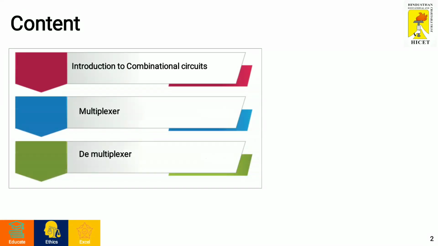Today we are going to learn about the combinational circuit features, characteristics, functions and the different types of combinational circuit. Among them, we are going to learn the multiplexer thoroughly, followed by the reverse operation of the multiplexer, that is the demultiplexer.